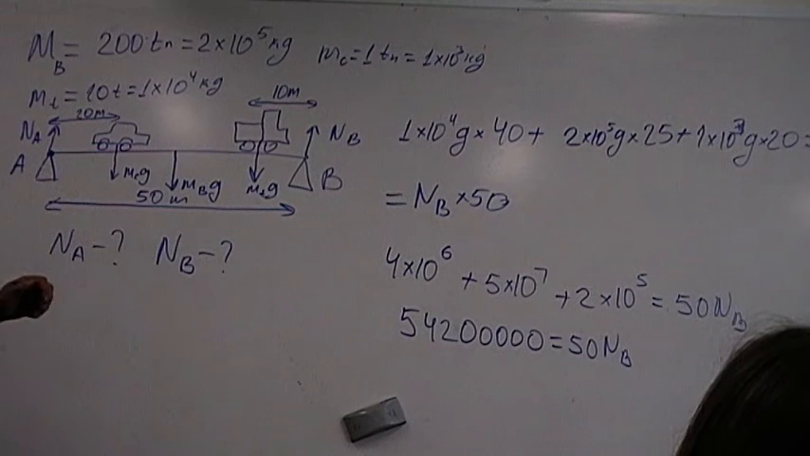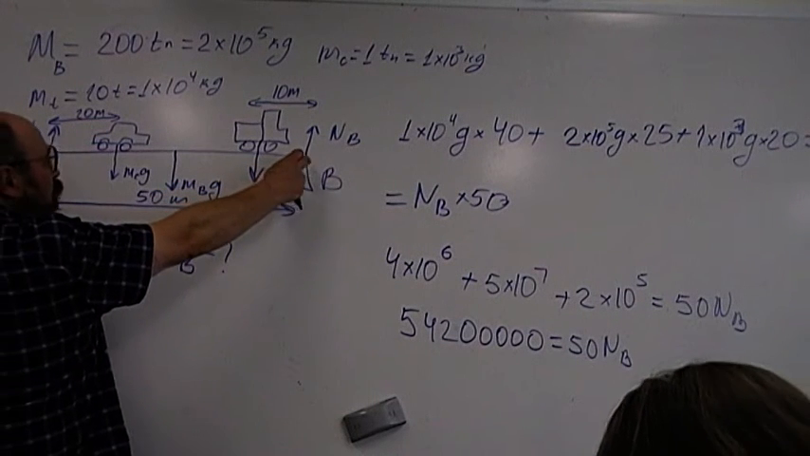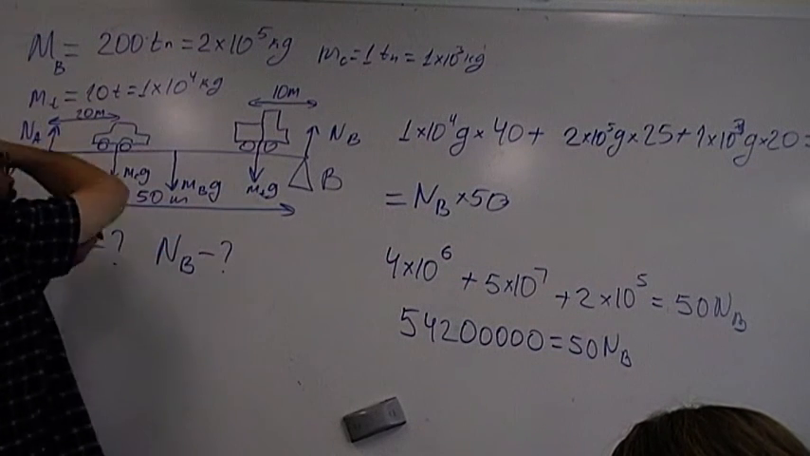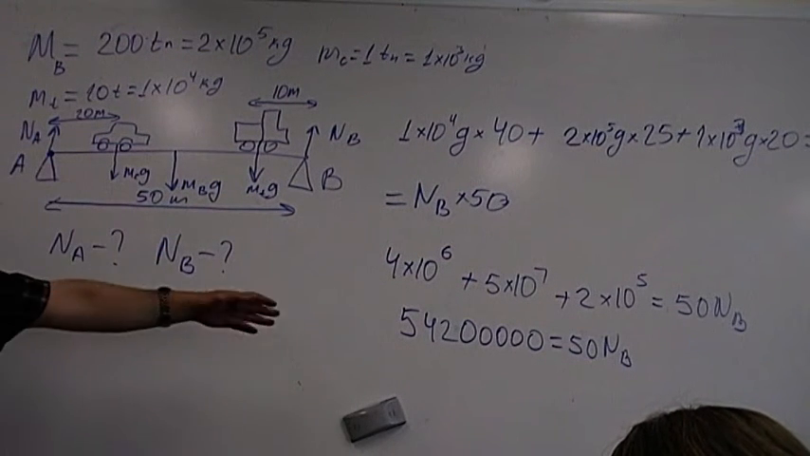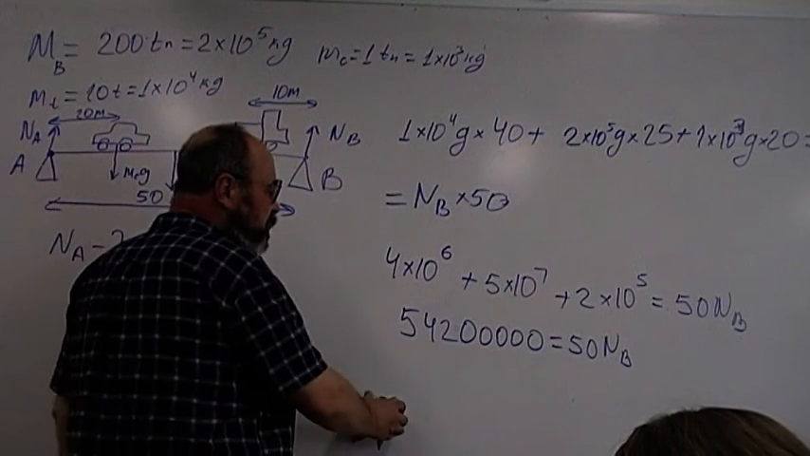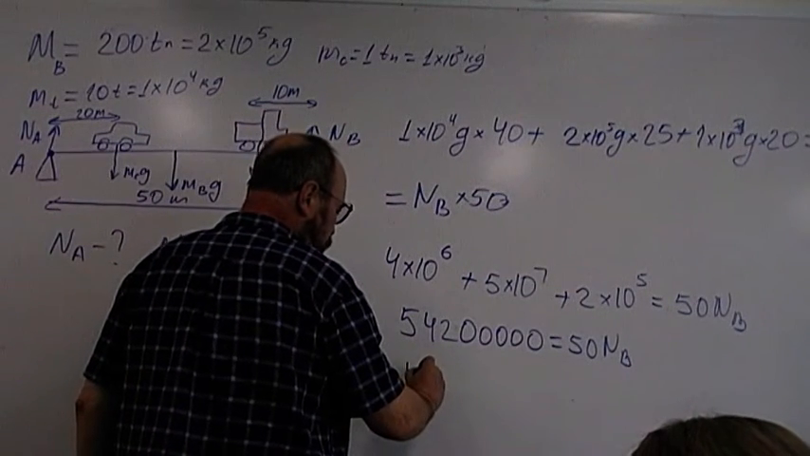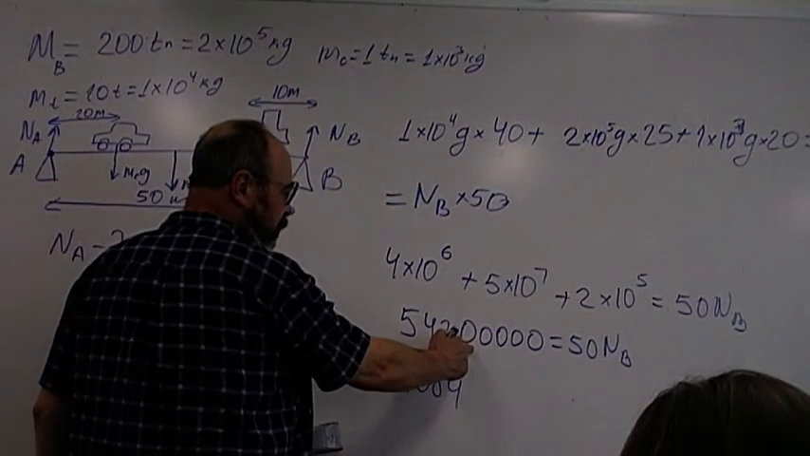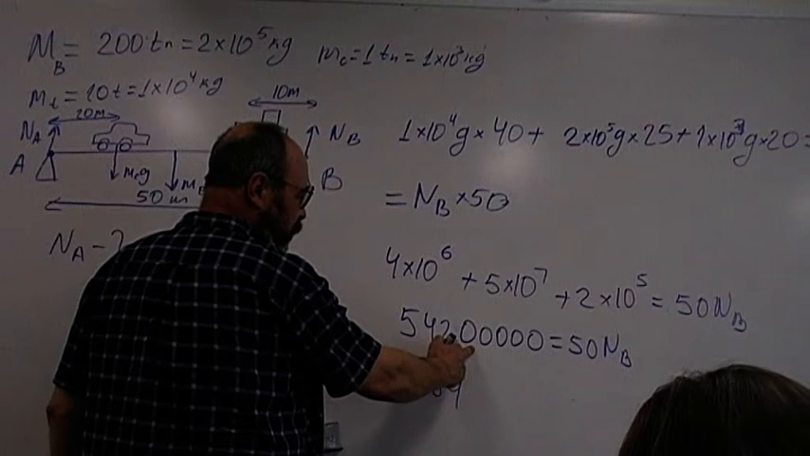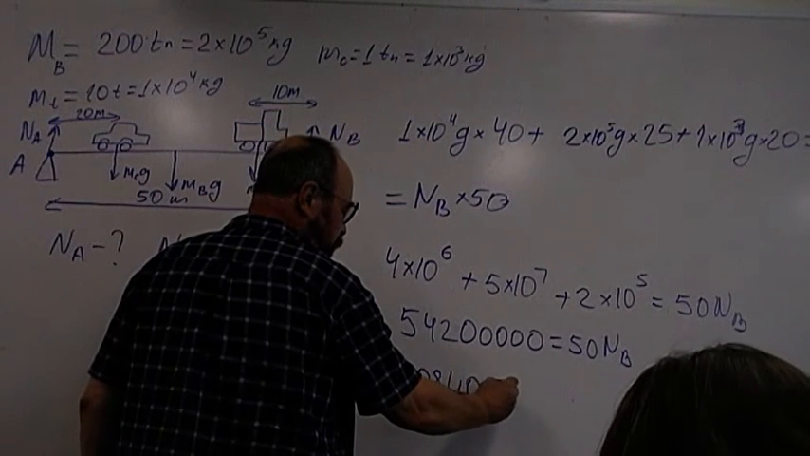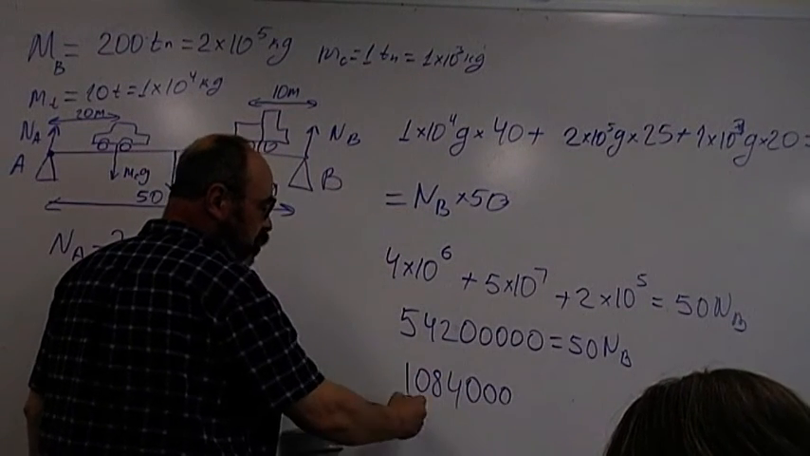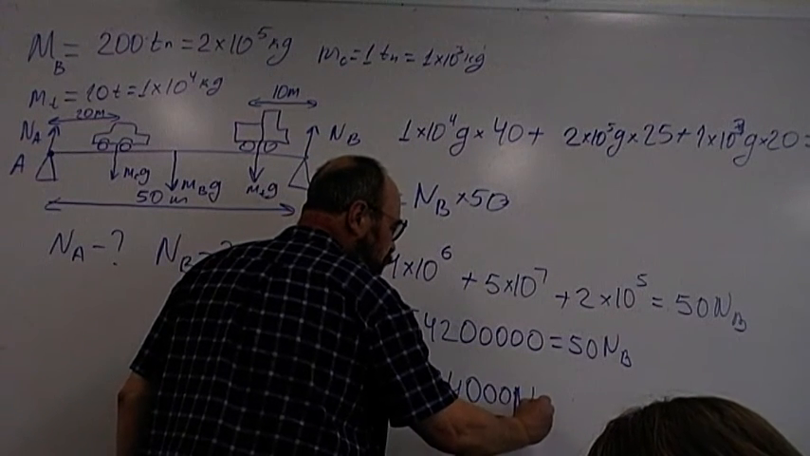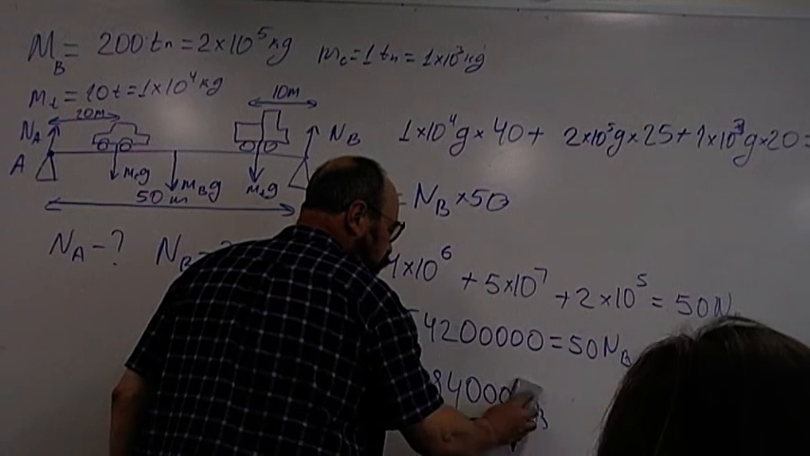That is the torque of the normal reaction at the point B, which tries to rotate it anti-clockwise. Then we just need to divide by 50, so it will be 1084, divided by 5, and we have four zeros, I think, or three zeros, yes. So that many newtons is the normal reaction at point B.